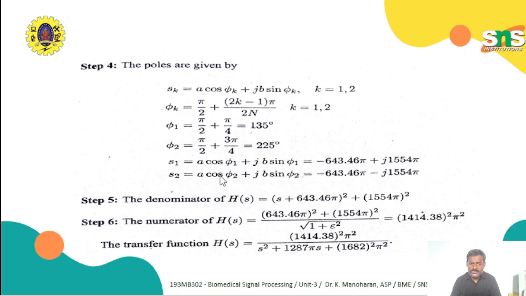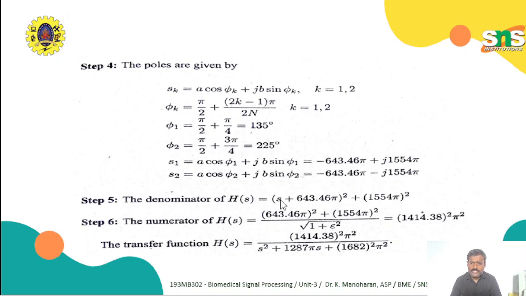Substituting this, S1 becomes a cos phi 1 plus jb sin phi 1. We already found a and phi 1, so substituting, we get minus 643.46 pi plus j 1545 pi. This is S1, and S2 is minus 643.46 pi minus j 1554 pi. Look at S1 and S2, both have similar terms. The only change is the complex conjugate, only the plus or minus sign. So of these two, we need to take only one pole.